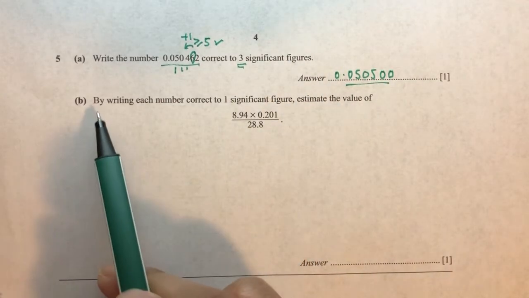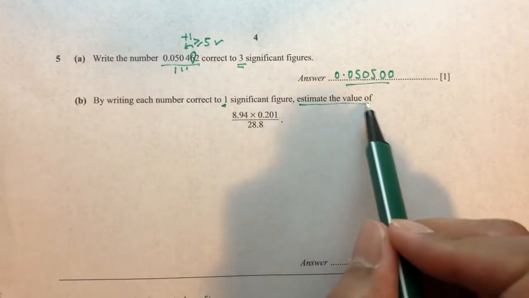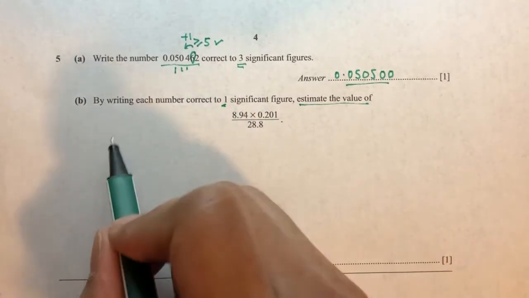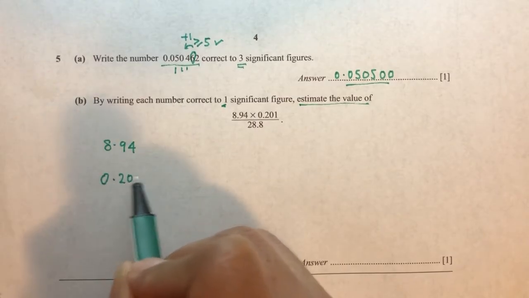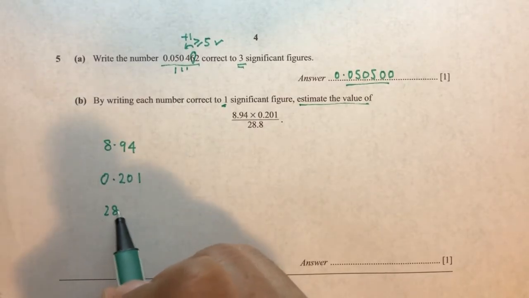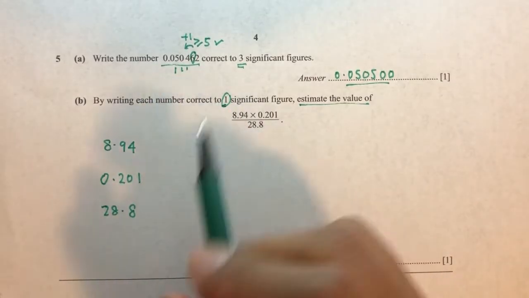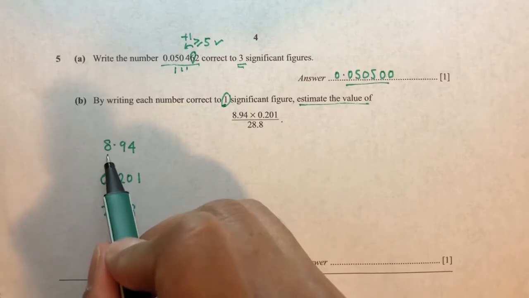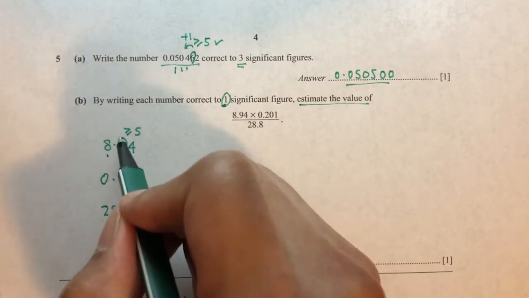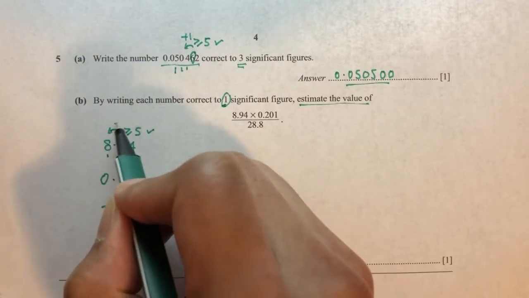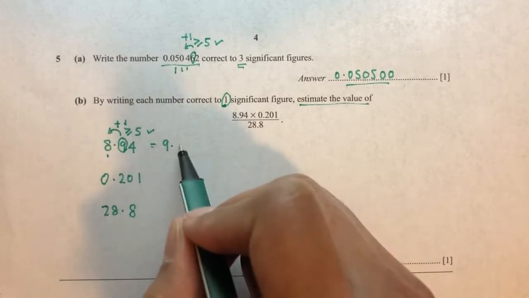Now we have, by writing each number correct to 1 significant figure, estimate the value of this fraction. So here we have 3 numbers. We have 8.94, 0.201, 28.8. So we have to write this correct to 1 significant figure, which means we have to leave the first one alone. We ask ourselves if this number is bigger or equal to 5. Yes, so we have to add 1 to the first number, which becomes 8 plus 1 is 9, and we change everything else to 0.